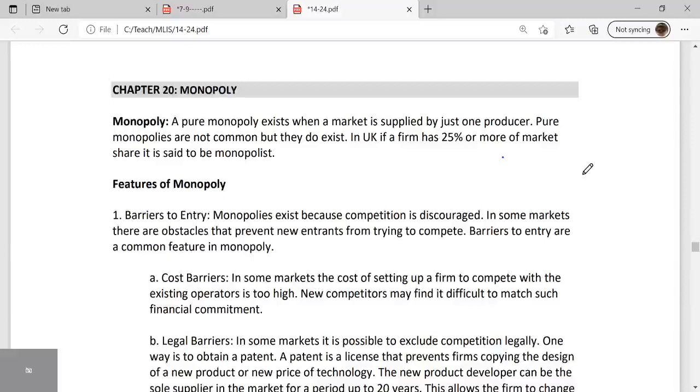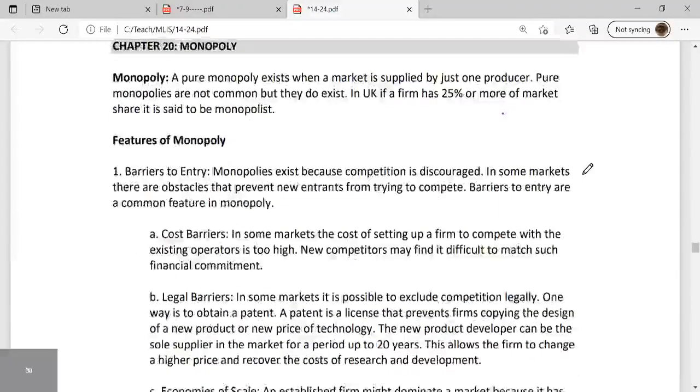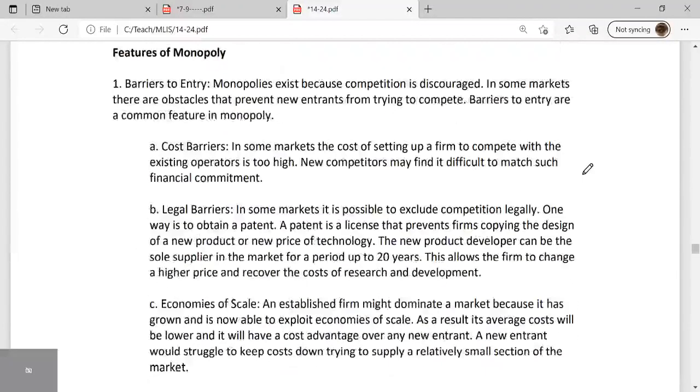Okay, so now let's start monopoly. Monopoly is like a firm when there is only one dominant firm in the market. Let's go through some of the features, like barriers to entry. Monopolists try to come up with barriers so that new firms or small firms are not there. They'll try to make a situation where new firms find it difficult to enter the market.